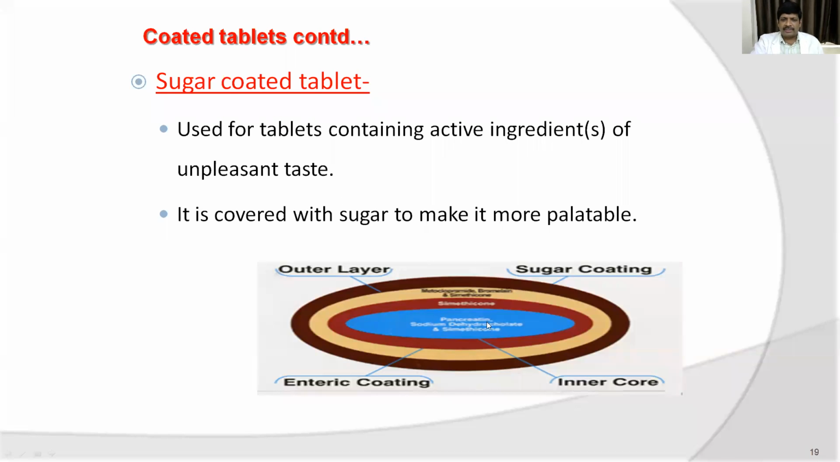Sugar coating: if the drug is not of very good taste, then you give a sugar coating. So when the patient takes it, they will feel the sweet taste of the drug, not the bitter taste.